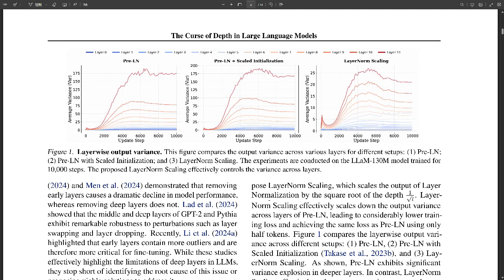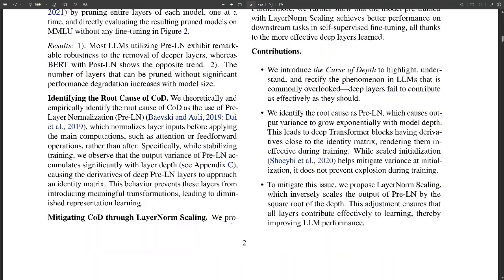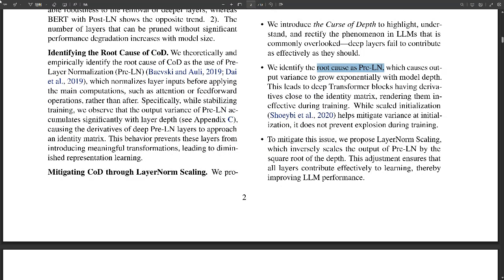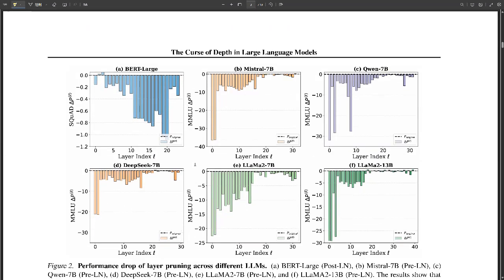Exactly. And luckily, researchers have come up with a really clever solution. It's called LayerNorm Scaling. Interesting. Tell me more about LayerNorm Scaling. How does it solve this variance problem? So unlike pre-LN, where you normalize the input, LayerNorm Scaling scales the output of each layer normalization by a certain factor. And this factor is basically the inverse of the square root of the layer's depth.